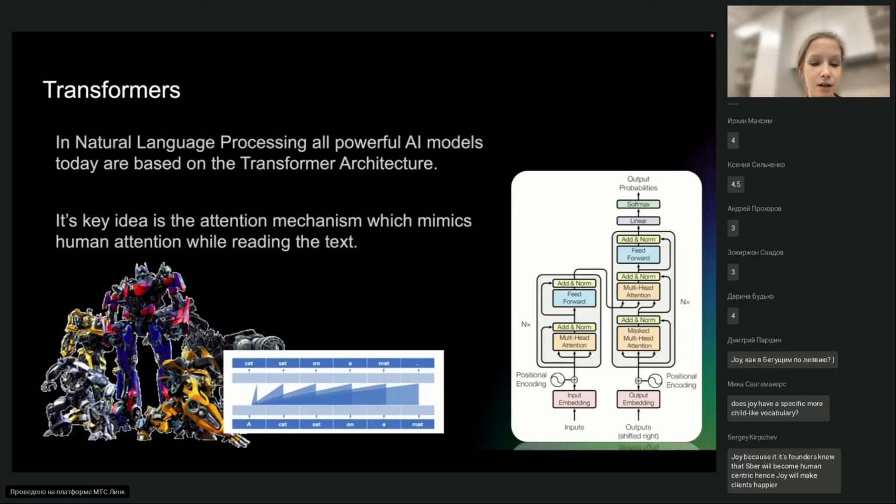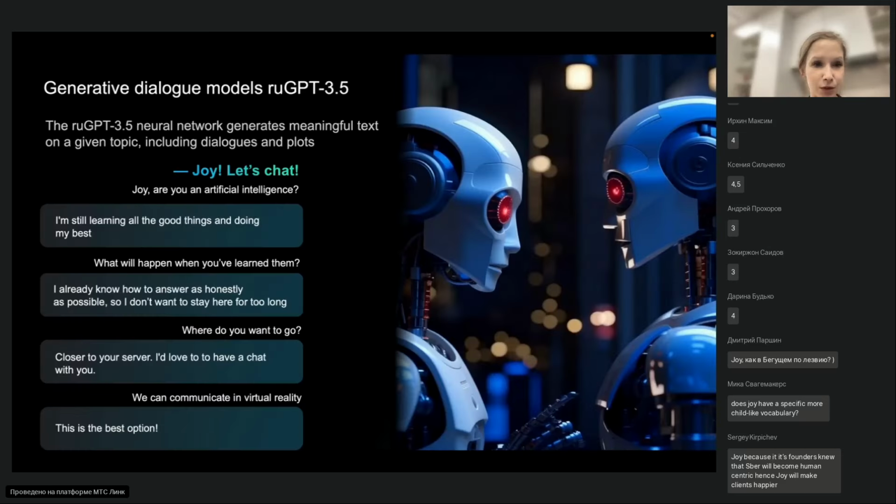That idea proved to be very fruitful and allowed the models to become so clever and to become such experts in text processing, if I could say so. And today we can see many different transformer-based models. Many of them are the generative ones. For example, we use the generative dialogue models in our assistants.